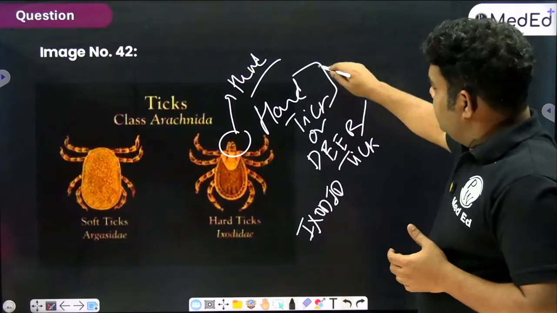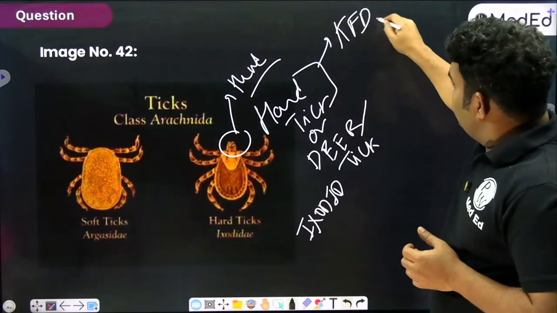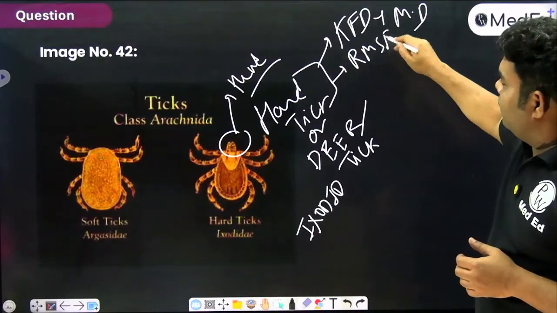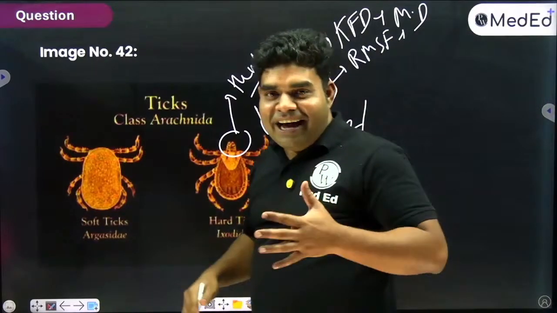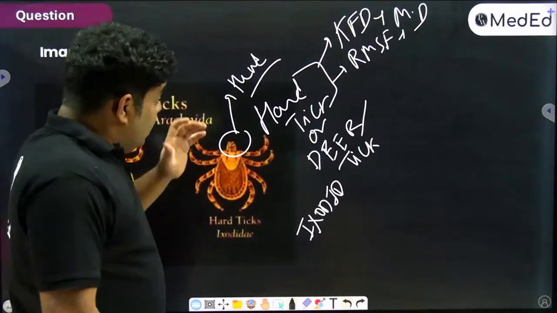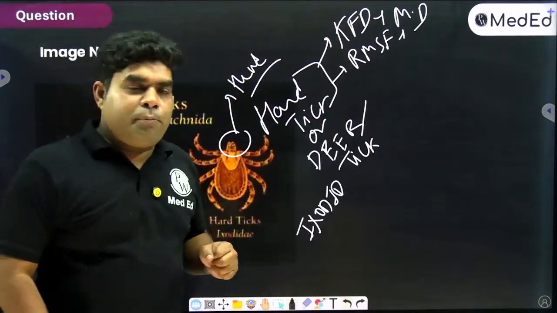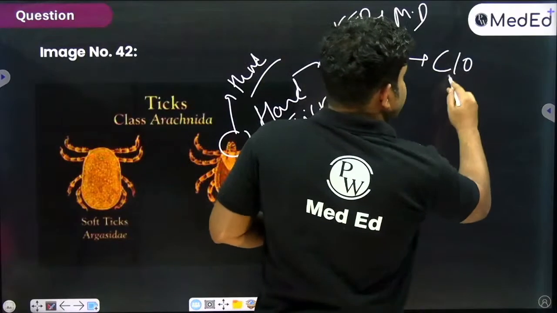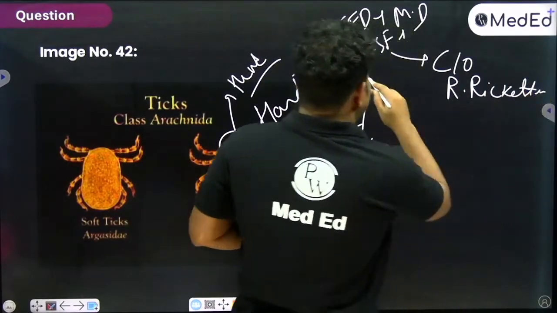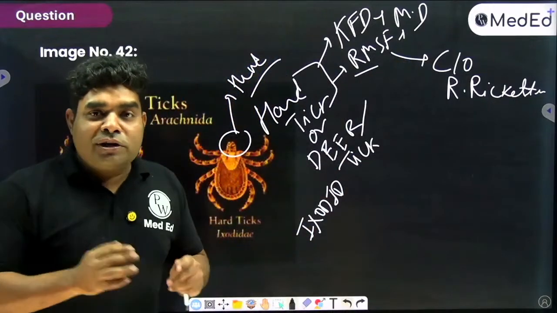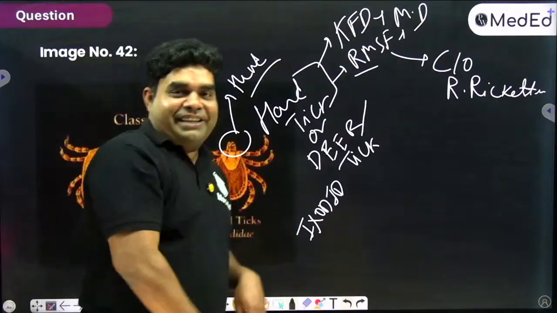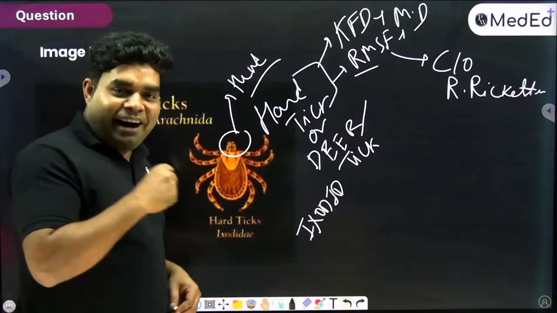Hard tick transmits Kyasanur Forest disease, which is known as monkey disease. It also transmits Rocky Mountain spotted fever. Anyway, Rocky was a hard guy, na? Salam Rocky bhai. So hard tick, Rocky Mountain spotted fever. And the causative organism of Rocky Mountain spotted fever is Rickettsia rickettsii. So I used to think earlier that Rocky is some adventurous guy who is climbing the mountain again and again. Rickettsia rickettsii. And a hard guy, some Rocky, hard solid guy.